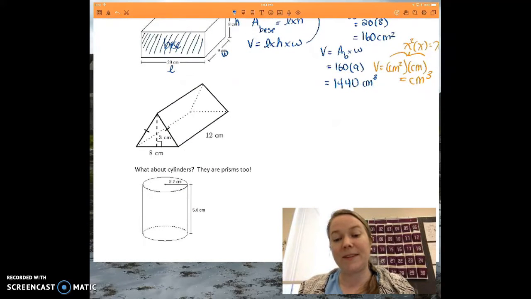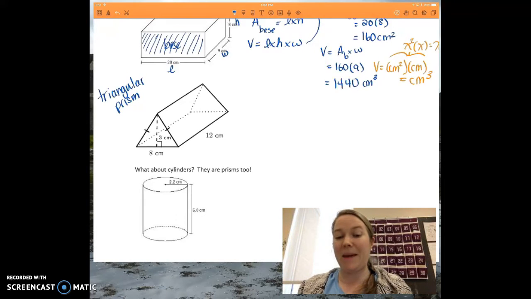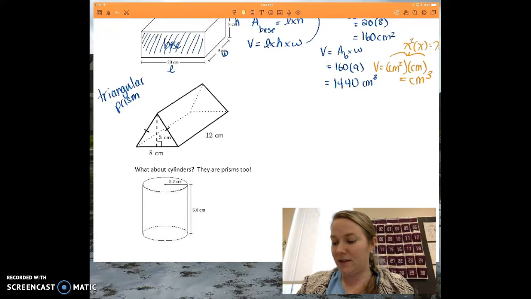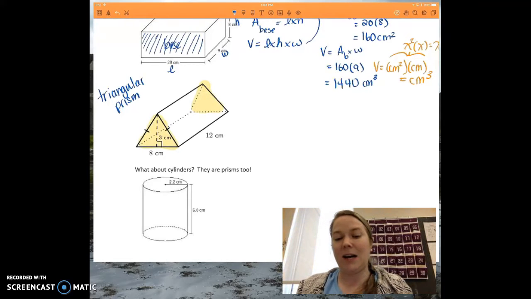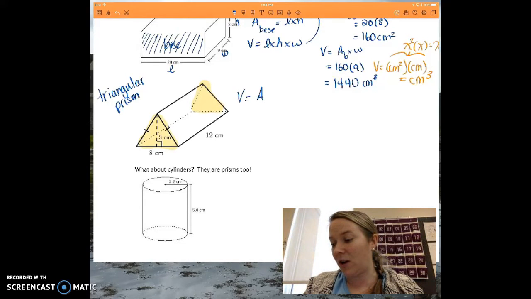Let's look at our next shape. This is a triangular prism. Triangular prism, because the base is a triangle. So I'm going to highlight the base here. That's the base. Of course, there's two of them that are the same. That's what makes it a prism, as opposed to a pyramid, like we're going to look at over the next couple lessons.